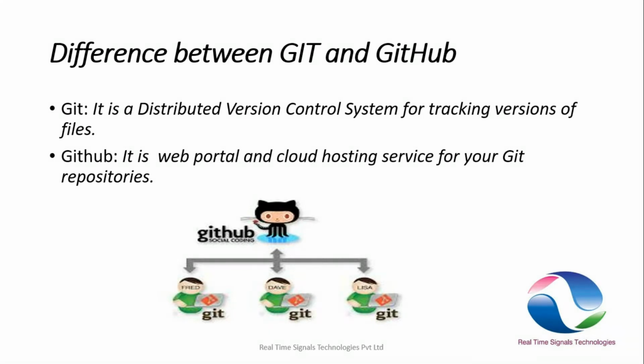Git. It is a distributed version control system for tracking versions of files. GitHub. It is a web portal and cloud hosting service for your Git repositories. That's it. Git is the magic sauce that allows you to track and host versions of files on GitHub. In other words, you use commands of Git to track versions of your files, and GitHub is just a remote platform where these files are hosted.